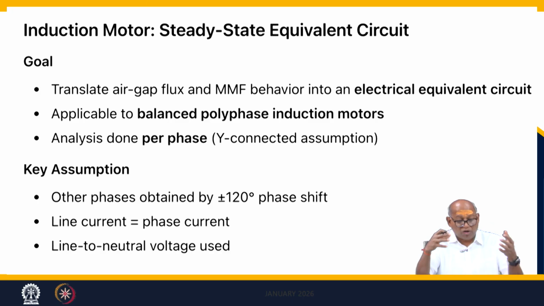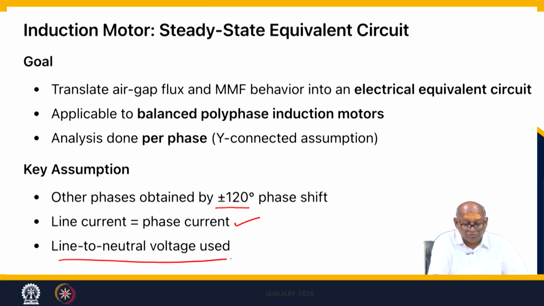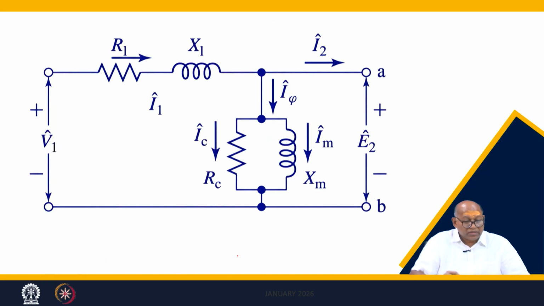You don't have to get into flux details. Because of the balanced nature, we can get the whole thing into the stator reference frame, and we can get rid of these flux calculations. We can just do calculations using the current. So the assumption is this: we have already said 120 degrees apart, line current is equal to phase current, and line to neutral voltage is used. So this is the equivalent circuit only for the stator.